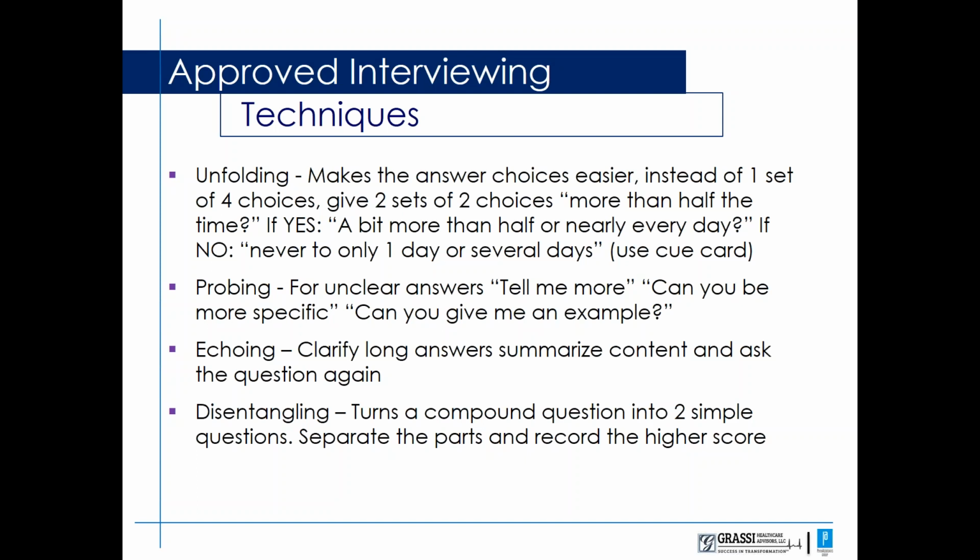Okay, these are techniques for interviewing. We're kind of going in deep here, but there are only these 4 approved interviewing techniques in the MDS. You're not supposed to go further afield than reading the question and using one of these interviewing techniques. My favorite one is to split those complex questions into 2 questions. There's one question that says, do you feel speeded up or do you feel slowed down? You can ask that as 2 questions. Do you feel speeded up? Find out what the scorable answer is. Do you feel slowed down? Find out what the scorable answer is. Whichever is the higher score is what you record.